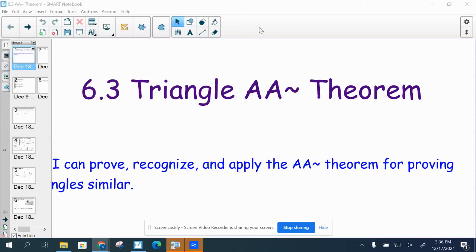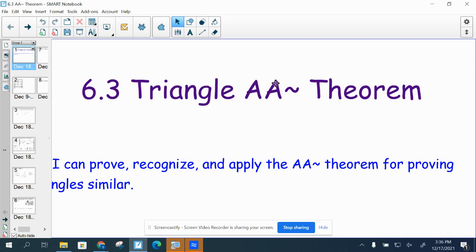The geometry lesson 6.3 on the triangle angle similarity theorem. Today, 6.3 and 6.4 go over the 3 different triangle similarity theorems that can be enough to determine whether 2 triangles are similar to each other. They're kind of like the triangle congruence theorems, except here it's similarity, and we check to see if sides are proportional rather than congruent.